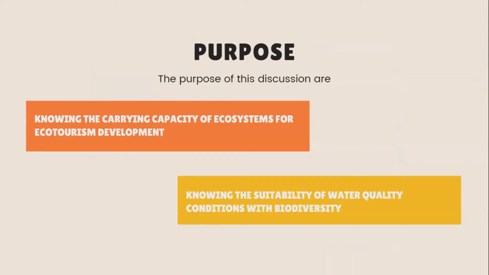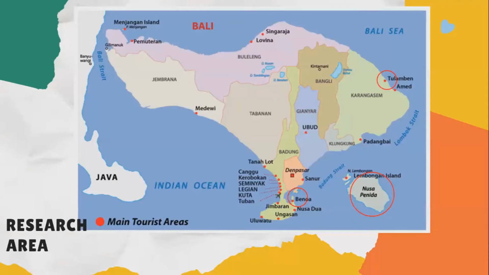So we are here today to learn, first, the carrying capacity of the ecosystem for ecotourism development, and second, the suitability of water quality conditions with biodiversity. Here is our methodology. The research areas that we picked are Tulamben, Nusa Penida, and Tanjung Benoa.